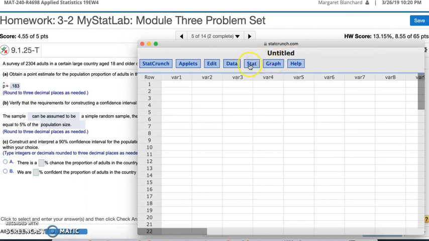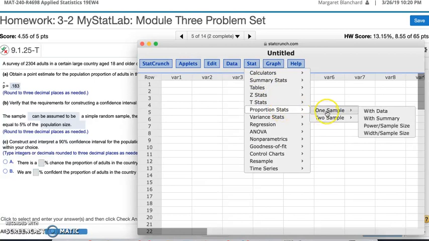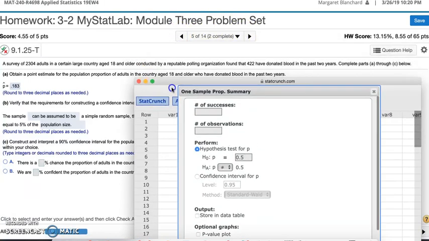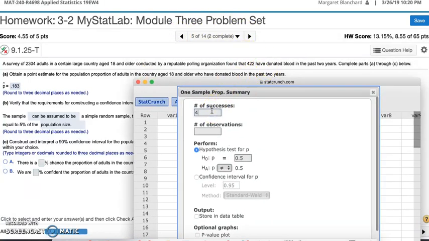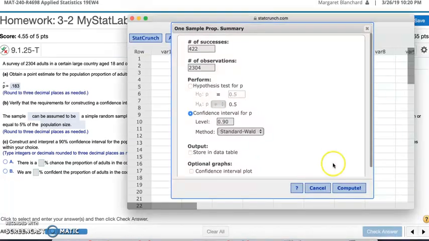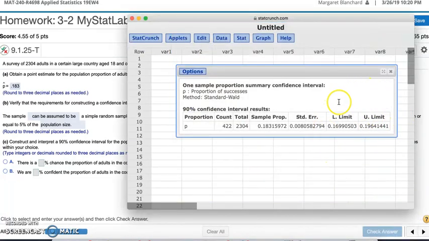Okay, so to find the confidence interval of a population proportion, we're going to go to Stat, Proportion Stats, One Sample, and we don't have a data set here. We just have the summary data. So summary, the number of successes, again, that's that 422. The number of observations is 2,304. We're going to go down here and click confidence interval, and they're looking for a 90% confidence interval. Click compute, and right here we have our lower and upper limit, and we're going to be rounding to 3 decimal places, so the lower limit would be 0.1699. That rounds up to 0.170, and then our upper limit is going to be 0.196.